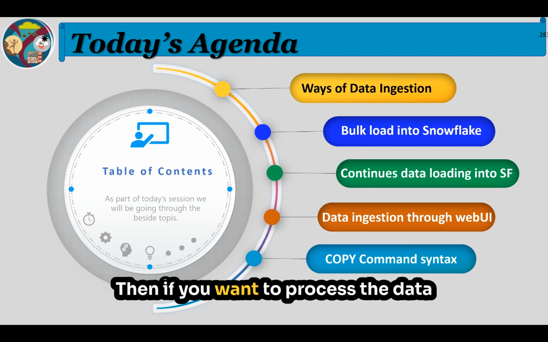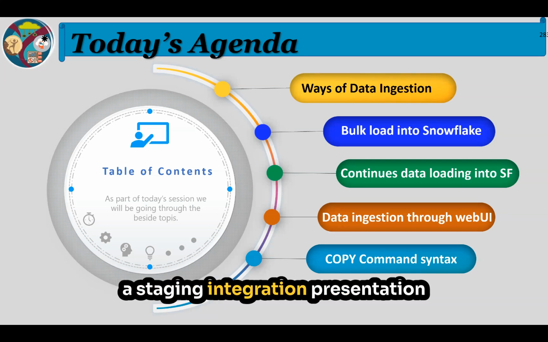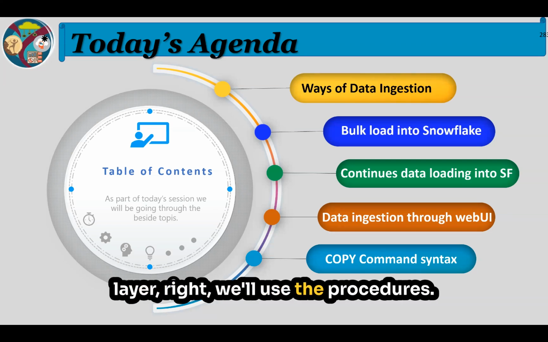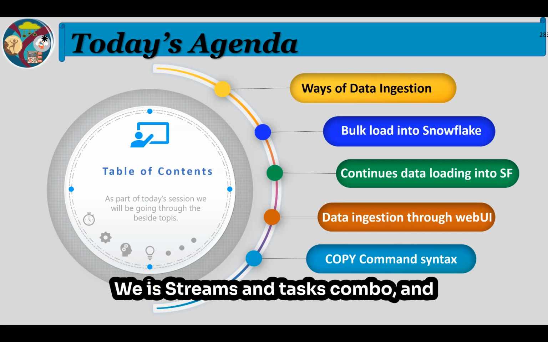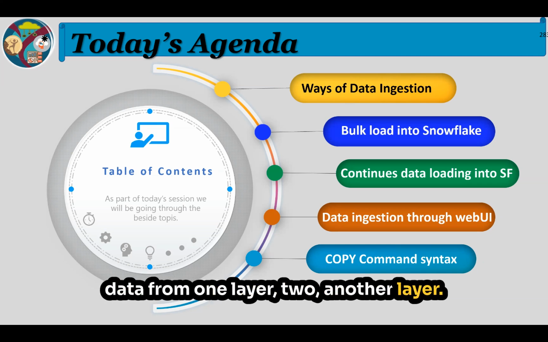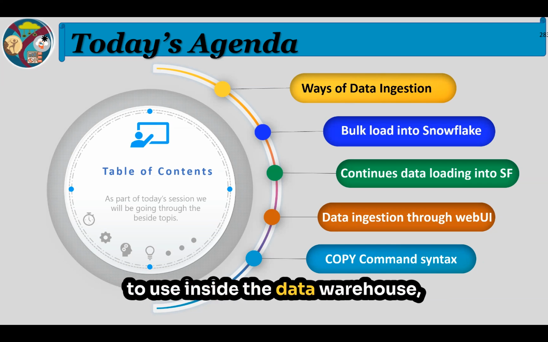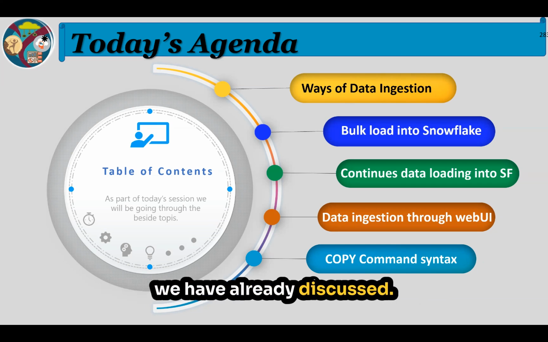Then if you want to process the data between different layers, like we have a staging, integration, and presentation layer, we'll use procedures or the streams and tasks combo and do the transformations of the data from one layer to another layer. The objects we are going to use inside the data warehouse, we have already discussed.